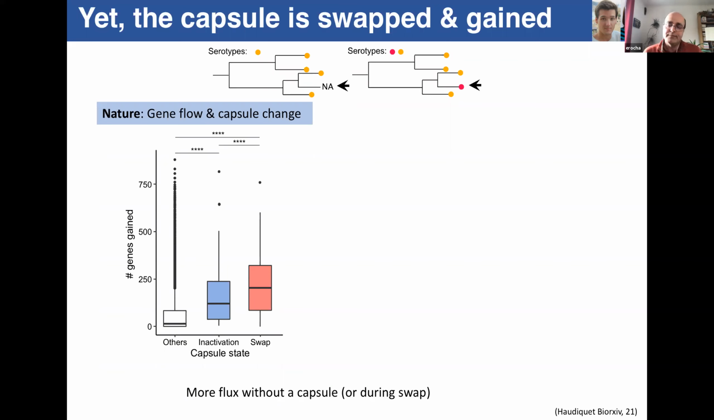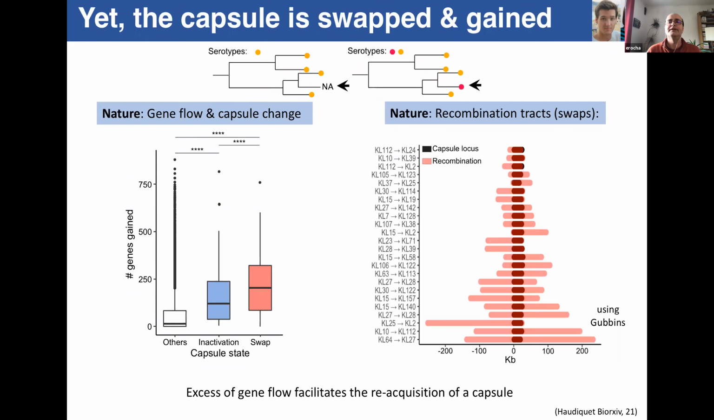So what happens when the capsule is swapped? We took the 25 cases where the serotype was swapped in the terminal branch, and now we're comparing two genomes which are very, very closely related: the sister clade, which still has a capsule, and the focal terminal branch where the capsule was swapped. So these genomes are very similar, and you can easily identify recombination tracts.